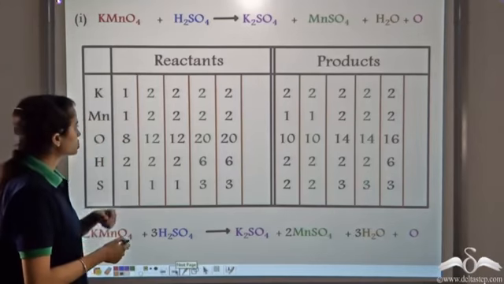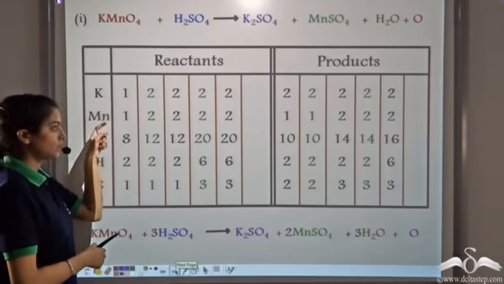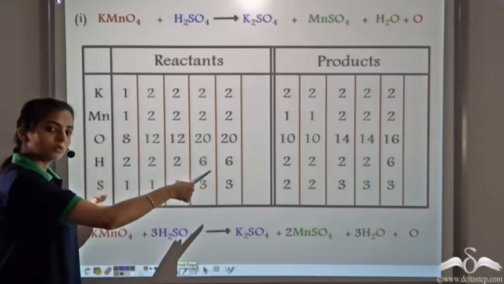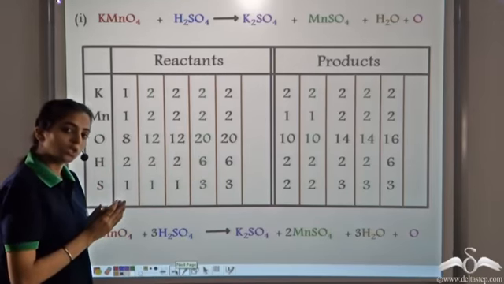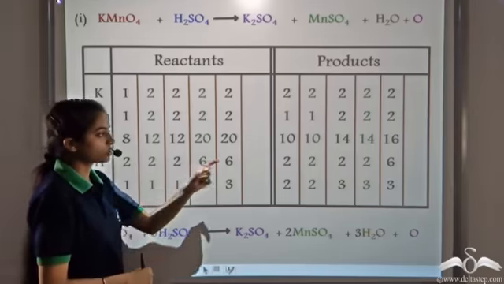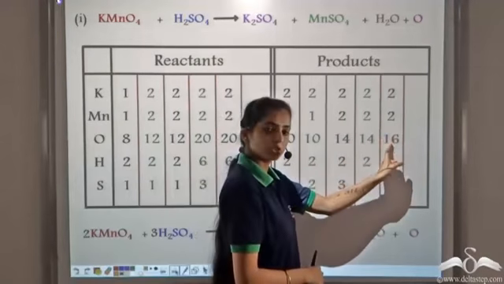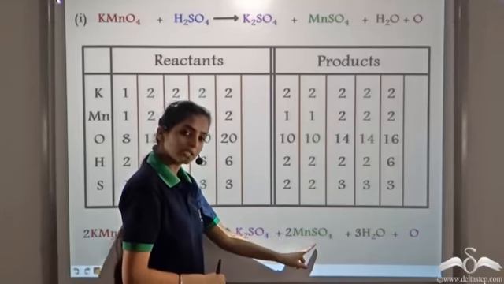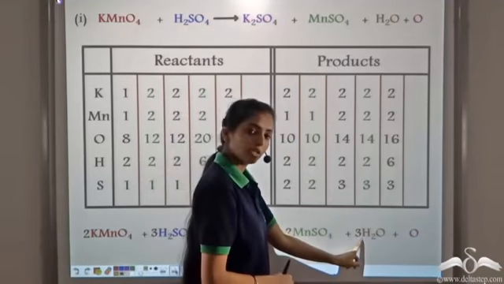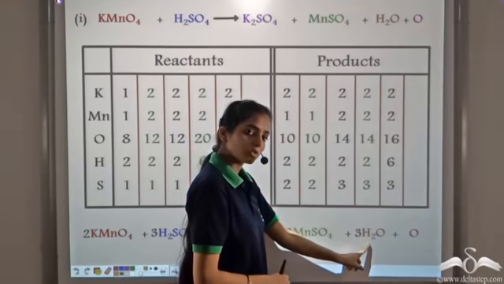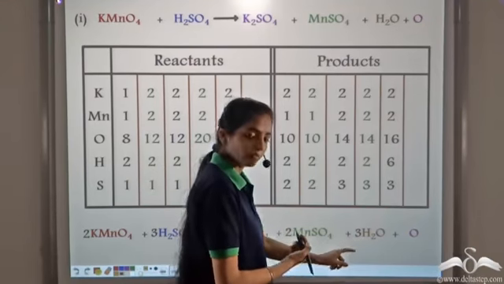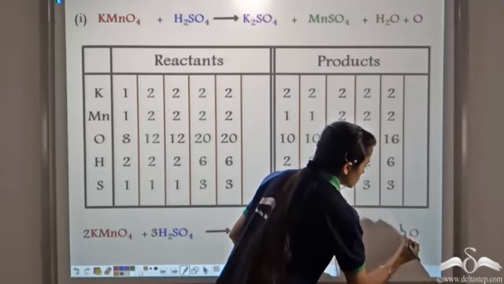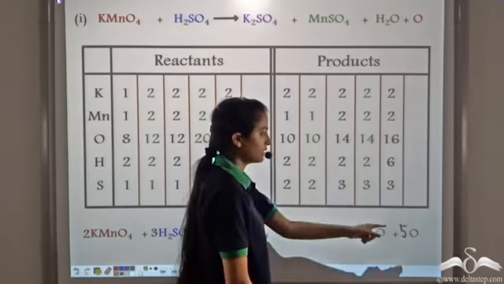Now if you look at the equation, potassium balanced, manganese balanced, hydrogen balanced, and sulfur balanced. So now we are left with only oxygen. So to balance oxygen, we have to get this 20. So we see that we already have 4 plus 8 12 plus 3 15. So 15 atoms of oxygen, we need 5 more atoms. So we take 5 atoms of oxygen.